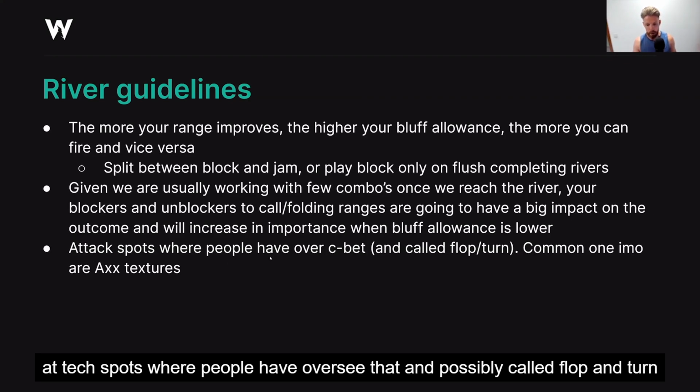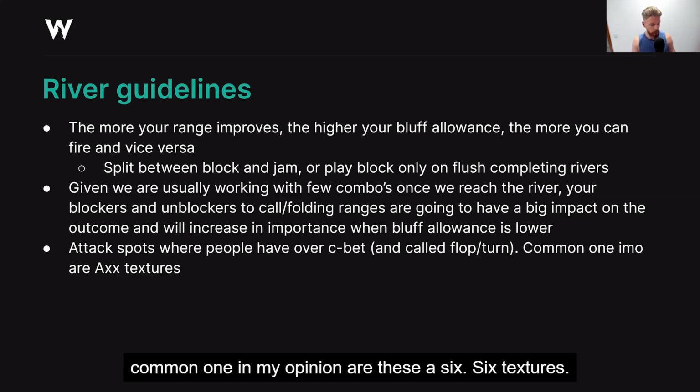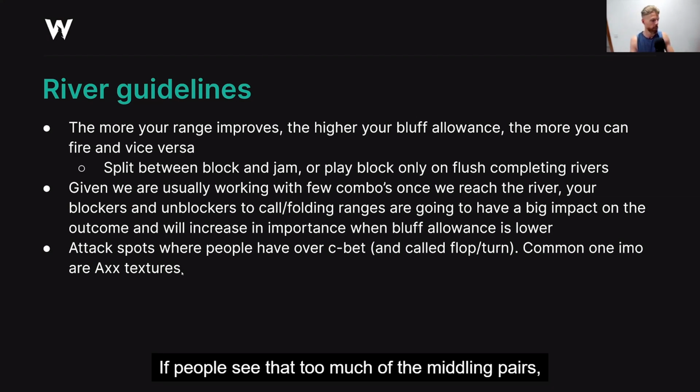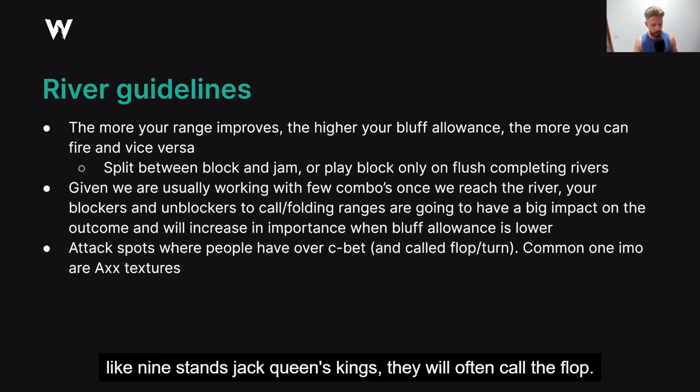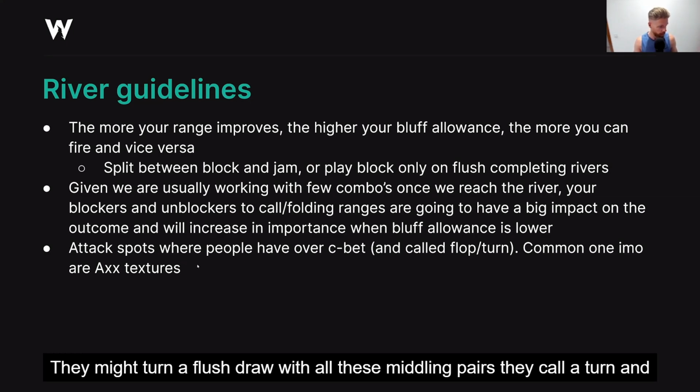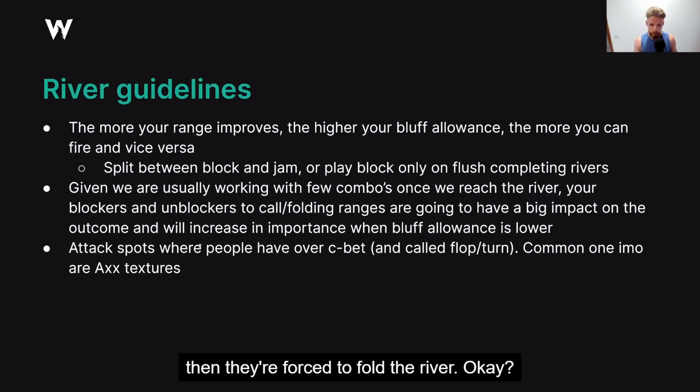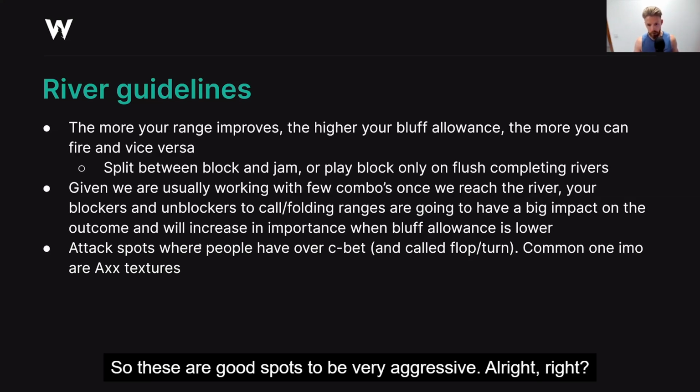Attack spots where people have over c-bet and possibly called flop and turn. Common one, in my opinion, are these ace xx textures. If people c-bet too much of the middling pairs like nines, tens, jacks, queens, kings, they will often call the flop. They might turn a flush draw with all these middling pairs. They call the turn, and then they are forced to fold the river. Okay, so these are good spots to be very aggressive.